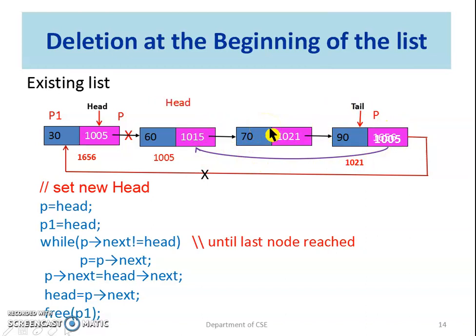To delete the node physically, free the node pointed by P1. As the pointer P is traversing through the list, the head pointer is also changed. We need a reference to point to the head node. That's why we made use of the extra pointer P1 to point to the head node initially. And free of P1 is done. Thus, the deletion is done.